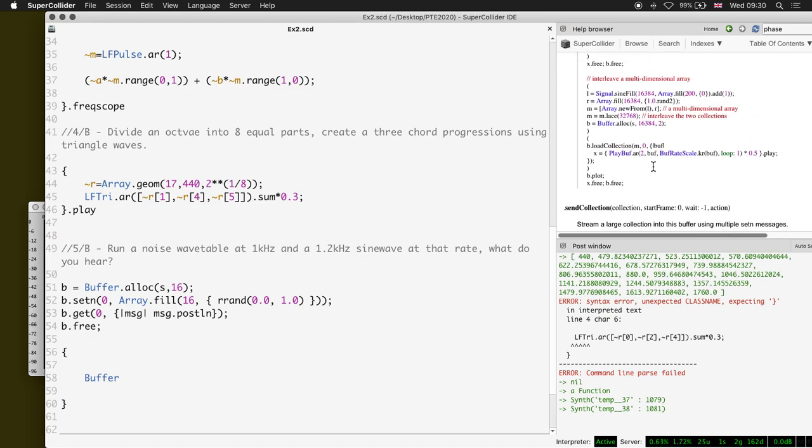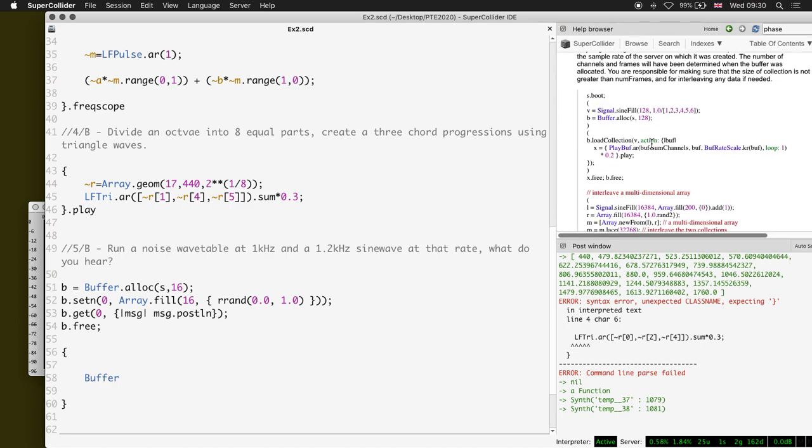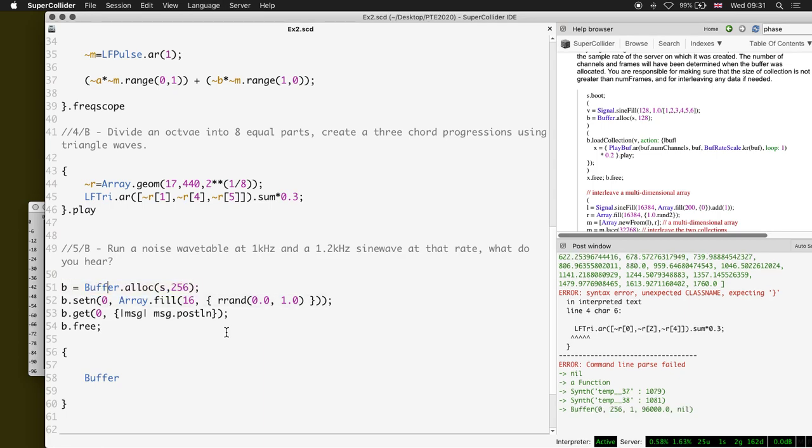And this one has a playBuf as well and fills it with sine waves, interleaving, multi-dimensional arrays. Okay, well, let's get at it, see what happens. So we are having a buffer. Let's take a slightly larger one, 256. And then we allocate that buffer, great.